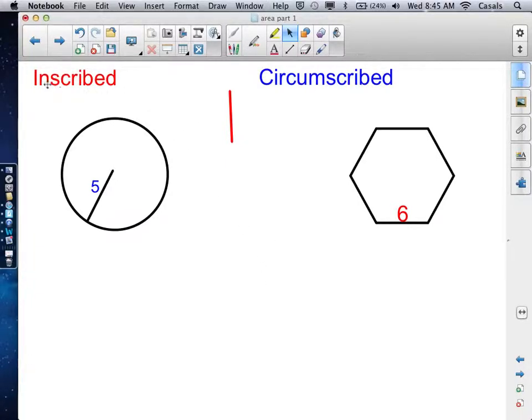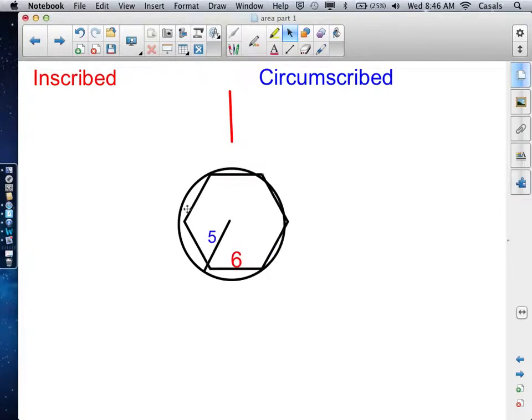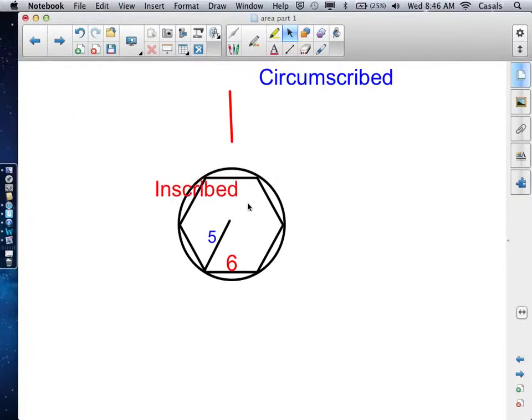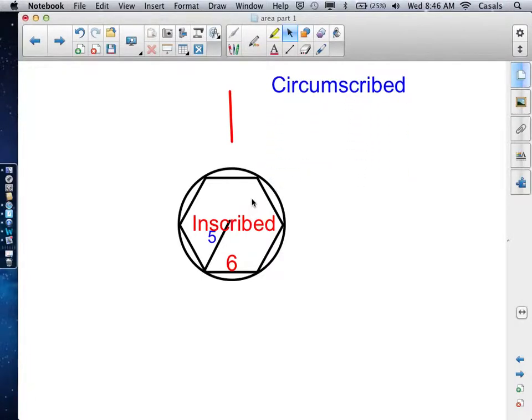When something is inscribed, it's pretty much in the image. And when something is circumscribed, it's usually circular, or it's around the image. Circum means circular, so it's going to be around the image. So here, if I take my circle and combine it with my hexagon, we can see that the hexagon is inscribed in the circle. And the circle is circumscribed about the hexagon, or around the hexagon. Okay?